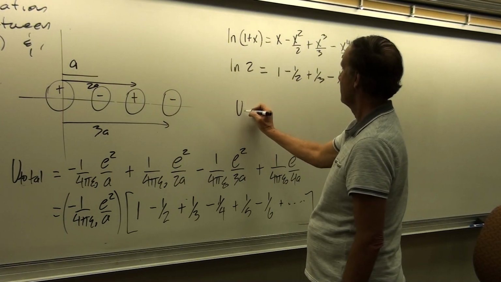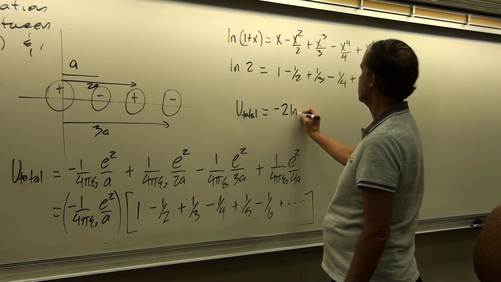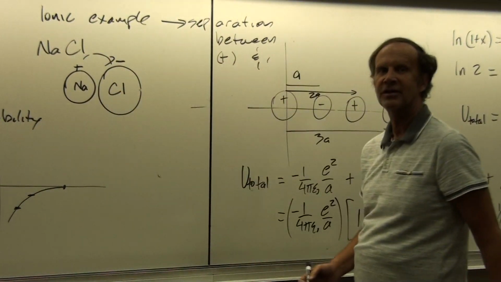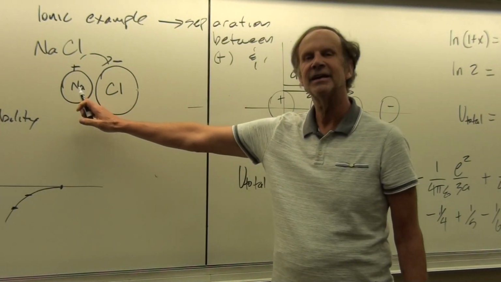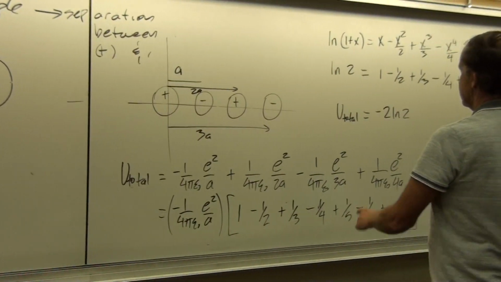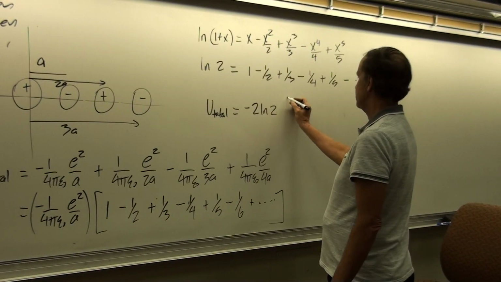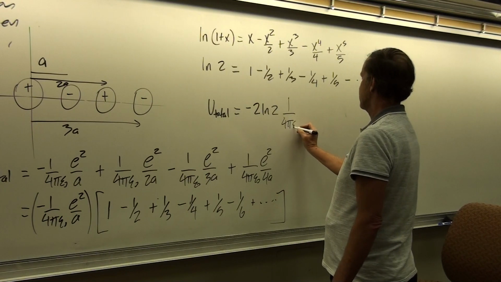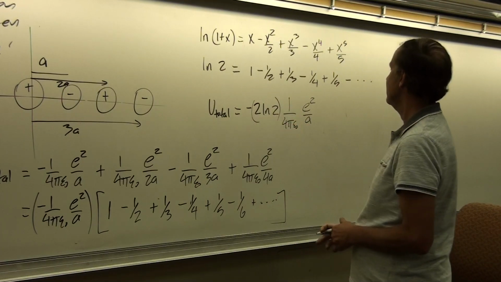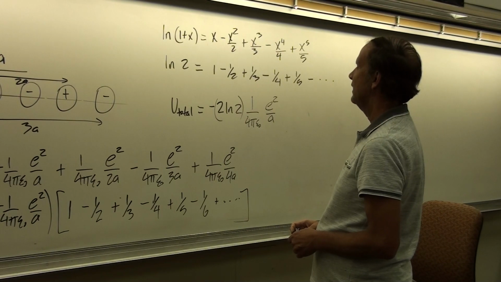So U total is equal to minus 2 log 2. Why 2? Because if this is a one-dimensional crystal, you also have the same contribution for all these other ones going out to negative infinity as well. So this is just along a line. This 1D crystal has a U total that's minus 2 log 2 times 1 over 4 pi epsilon naught e squared over A. And that's negative, which shows us that a one-dimensional crystal is stable.